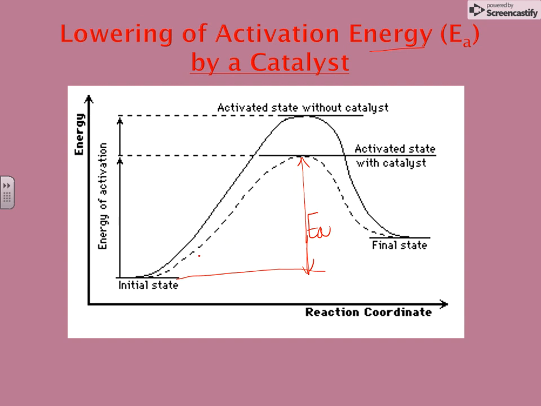So a catalyst is kind of like a hill, a mountain you're trying to climb. It tunnels through that mountain and lowers the activation energy. And so you're able to get to the final state quicker. Notice these again would be your reactants.